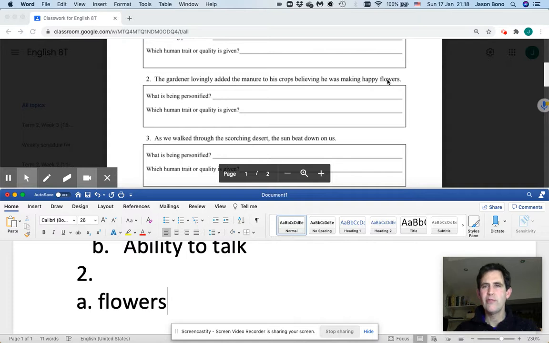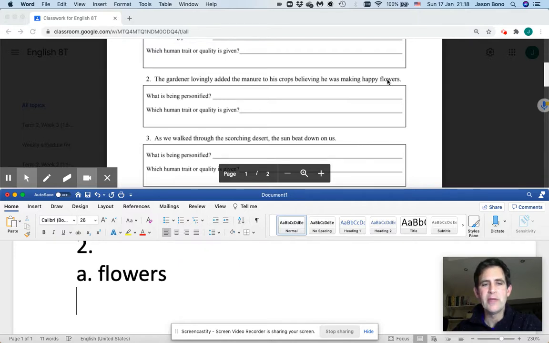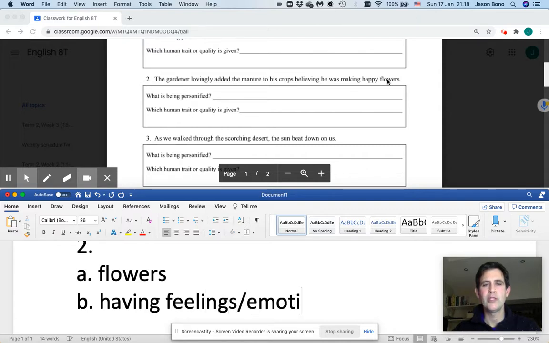The flowers in some way are being described as if they have the abilities or the qualities of humans. So what trait or quality is given? In this case, that's right, it's having feelings or emotions. The ability to be happy.